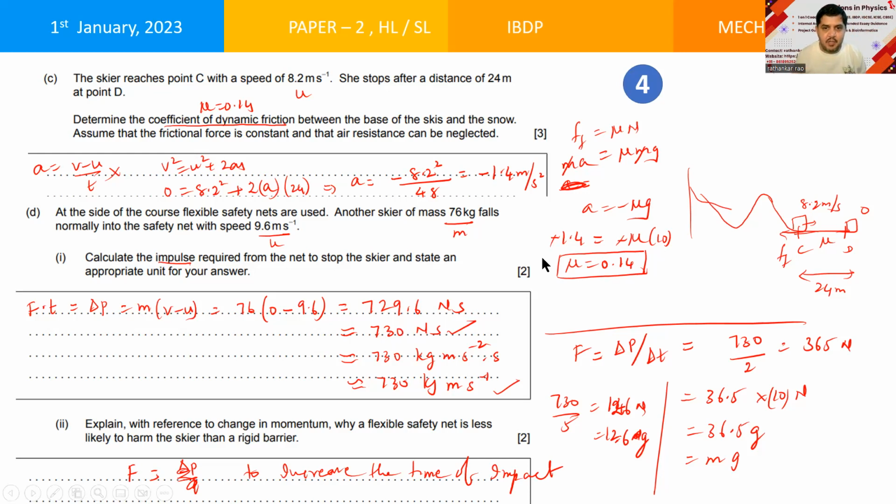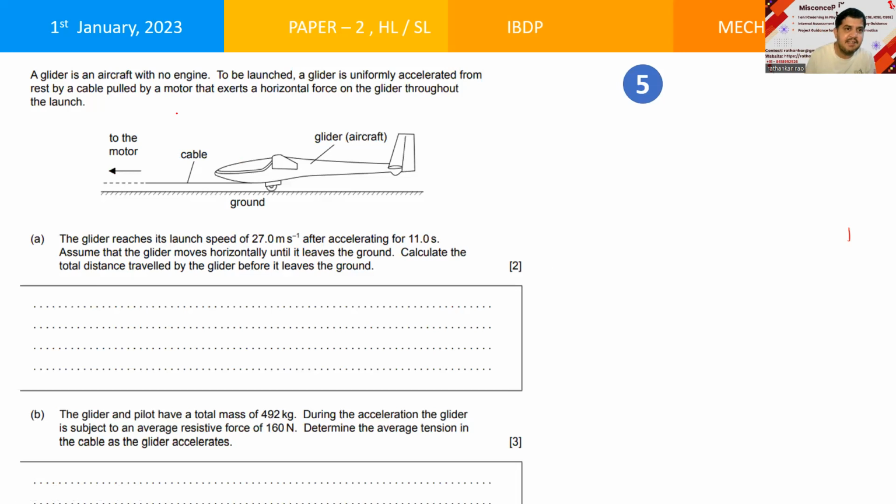Okay, so now let me move on to the next question. A glider is an aircraft with no engine. I hope you have seen this. To be launched, a glider is uniformly accelerated to rest by a cable. So you will have a motor here, pulling the cable. You will pull this. There's no engine here. You only use Bernoulli's theorem to have a lift that exerts a horizontal force on the glider throughout the launch.